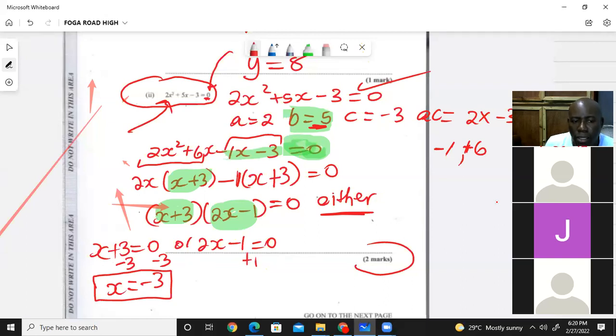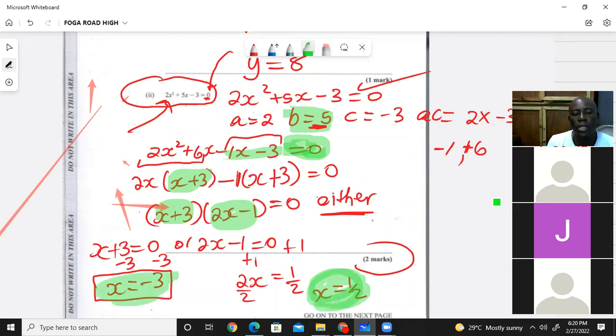We add 1, we add 1. So if we take our time, we have 2x equal to 1. Divide by 2, divide by 2. X is equal to 1/2. Here is the case. X is equal to 1/2. X is equal to -3. So those are the 2 answers from that.